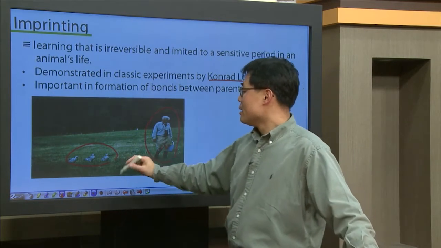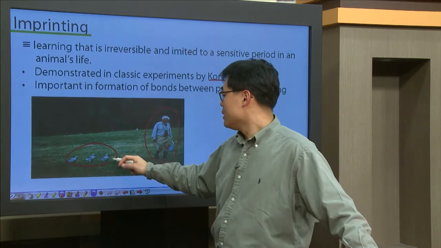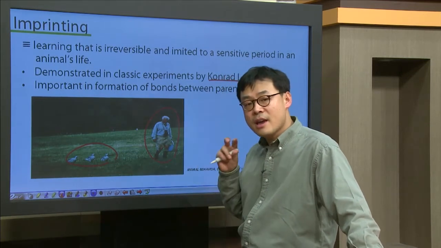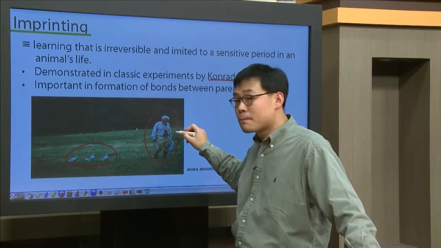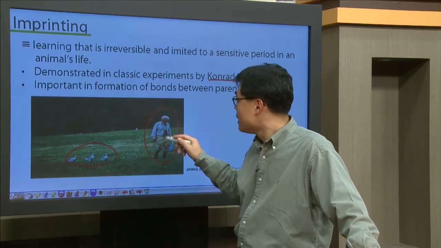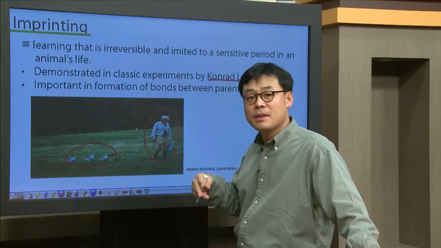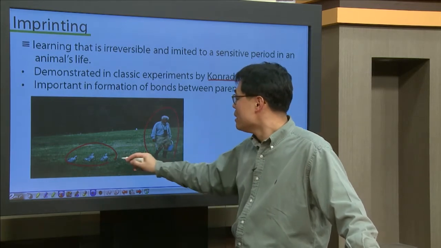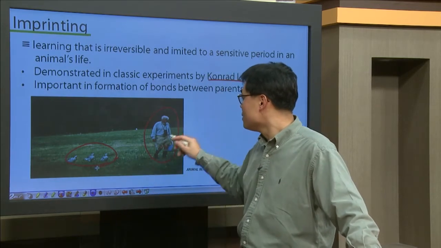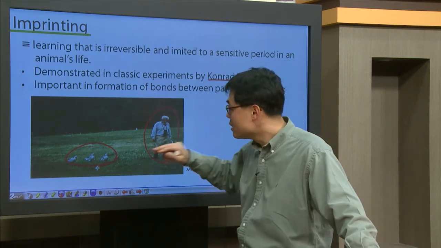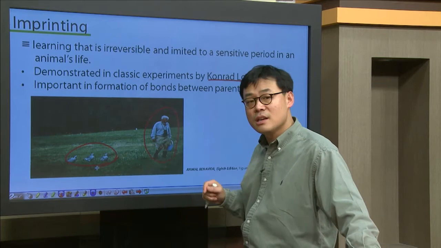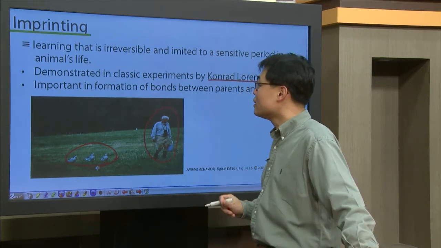So when the chicks of this goose hatched, if they saw this person the first time, then they regarded him as their mom, okay, their mom. So these chicks follow Dr. Lorenz wherever he goes, because these chicks are imprinted to this Dr. Lorenz.